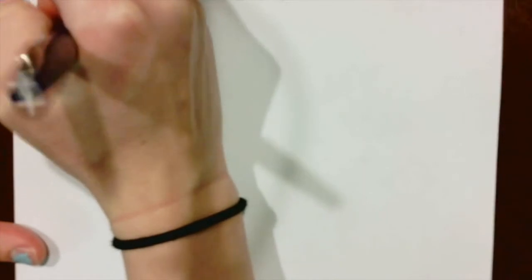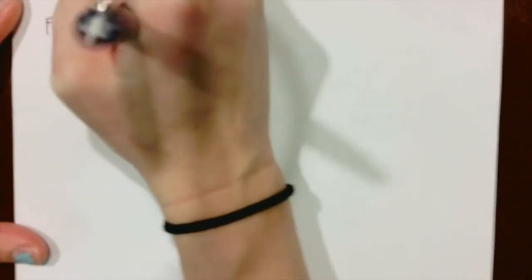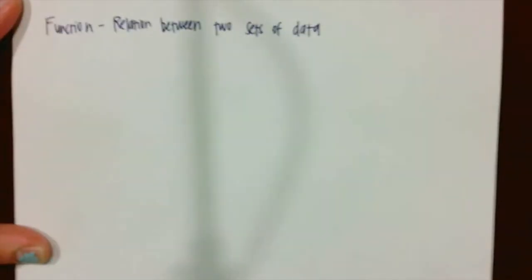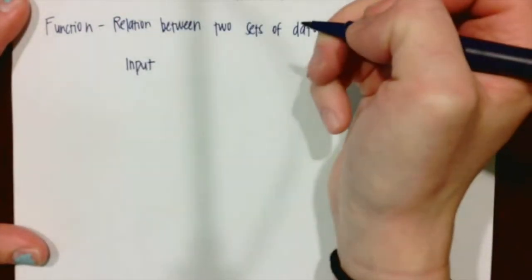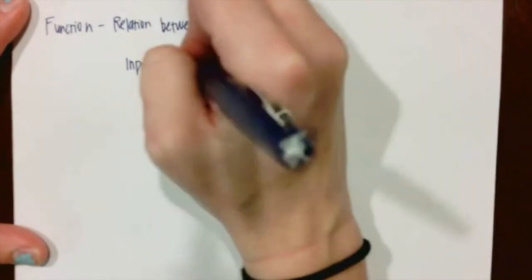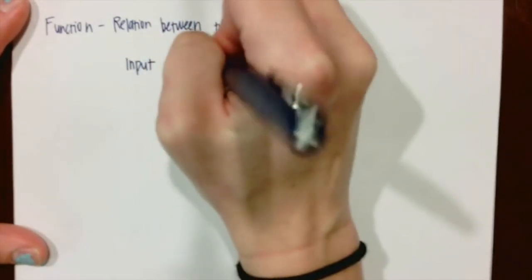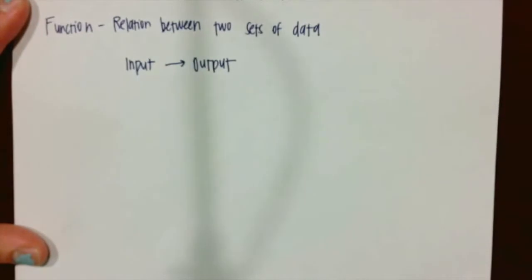So remember that a function is a relation between two sets of data. So in a function, we have our input, what we plug in, and then the thing that we get out is called our output.